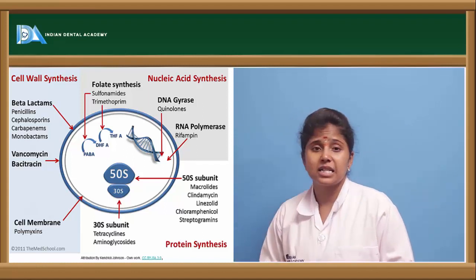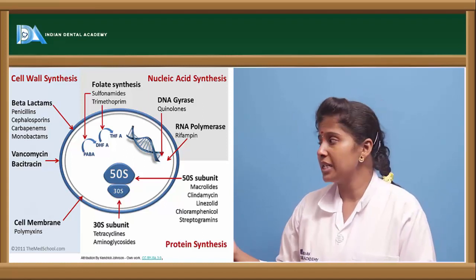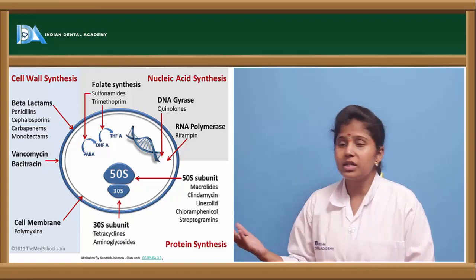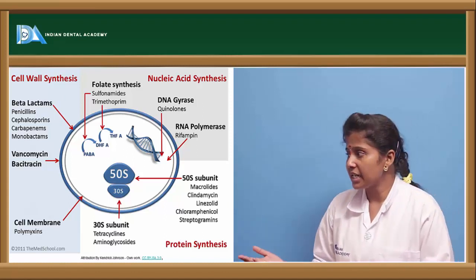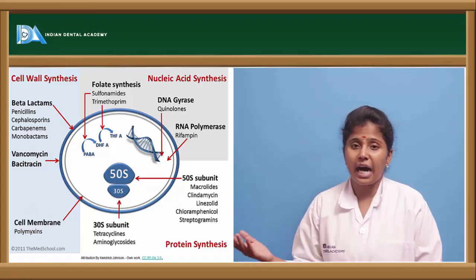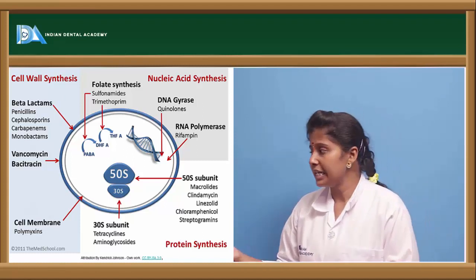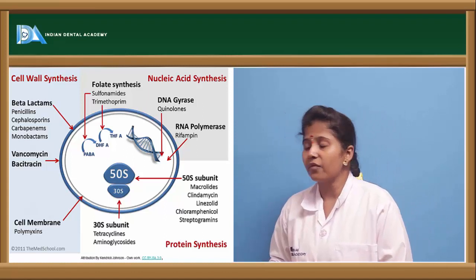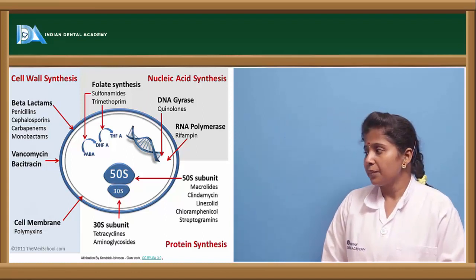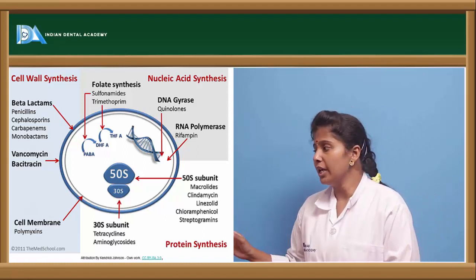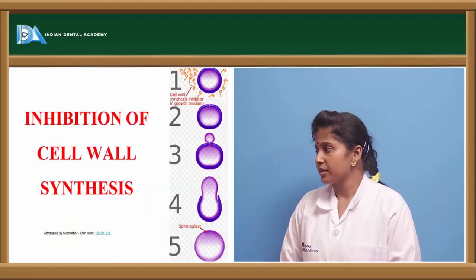For nucleic acid synthesis, some inhibit folate synthesis, the drugs like sulfonamides and trimethoprim. Quinolones inhibit DNA gyrase, and rifampin inhibits RNA polymerase. And the drugs like macrolides, clindamycin, linezolid, chloramphenicol, streptogramins, tetracyclines, and aminoglycosides are all the drugs which inhibit protein synthesis.